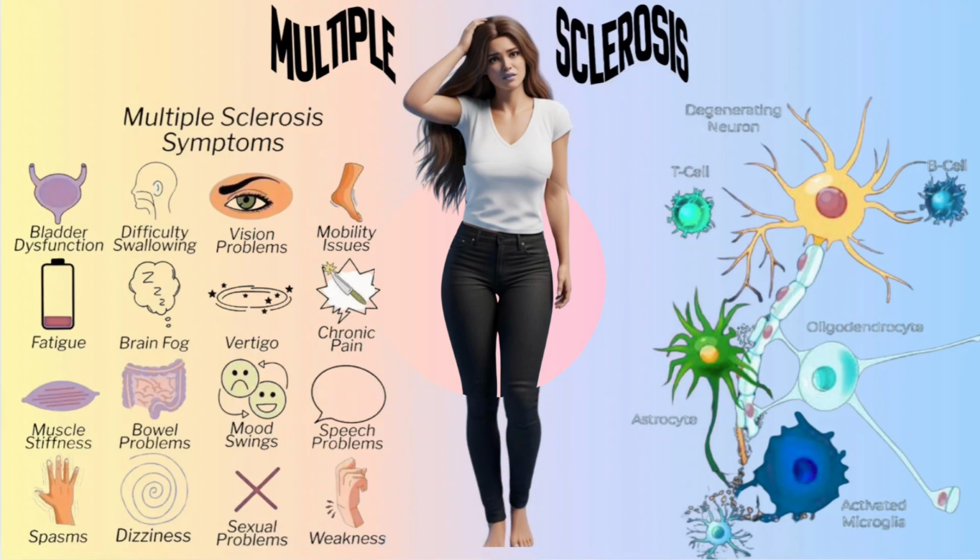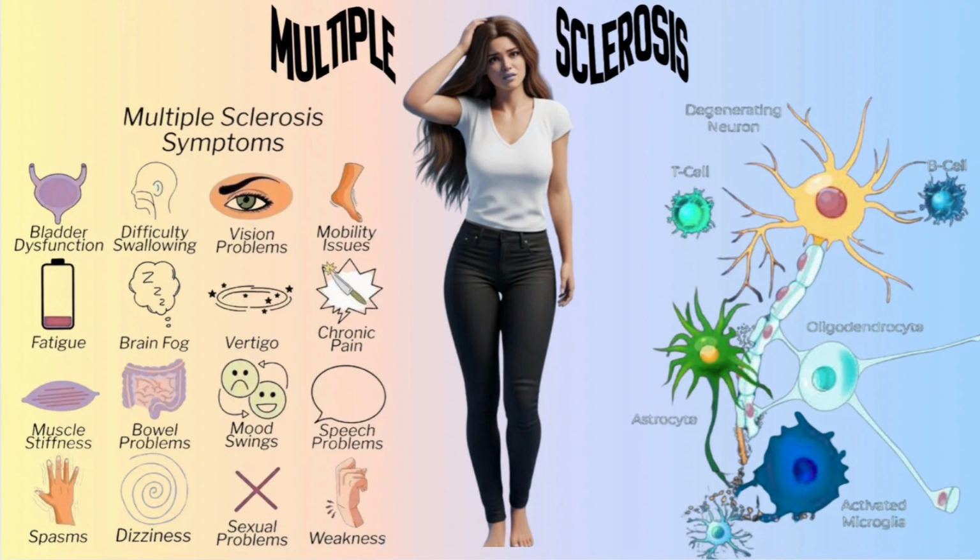Hello, friends. Today, we're taking a deep dive into multiple sclerosis, often called MS, a chronic progressive autoimmune condition that affects the central nervous system. Our goal isn't just to define it. We'll explore what's actually happening at the cellular level, why it plays out so differently from person to person, and the four key patterns of how this disease can progress over time.